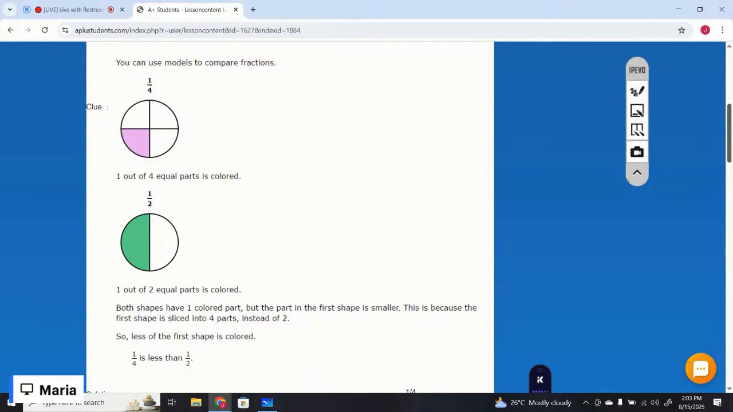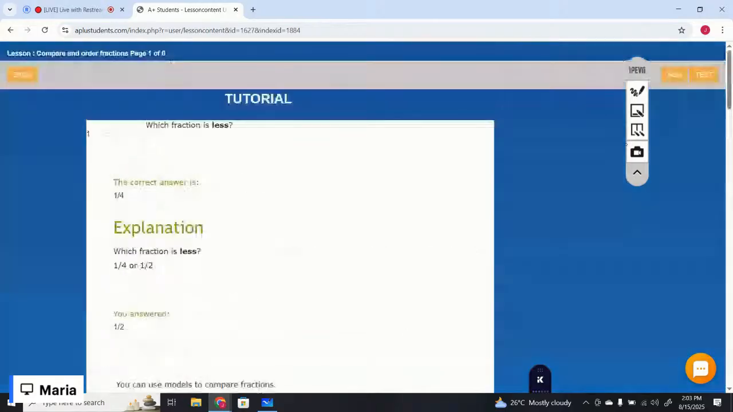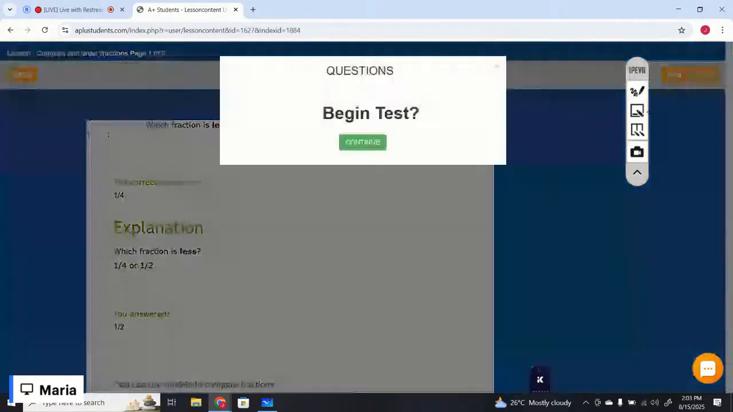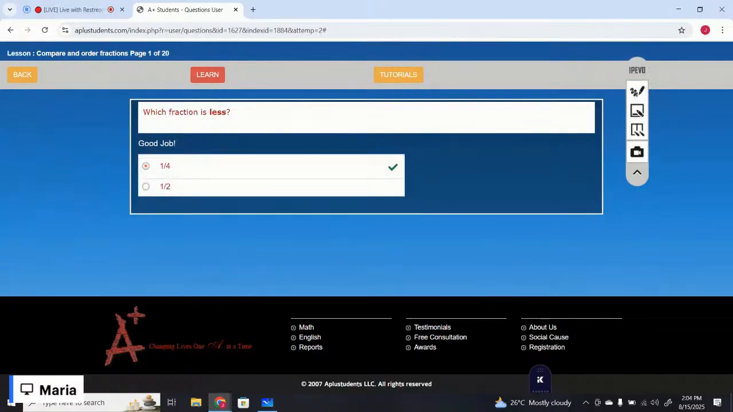Let's just start with the test question. Which fraction is less, 1 by 4 and 1 by 2? That's the one we just did. So 1 by 4 is less than 1 by 2.